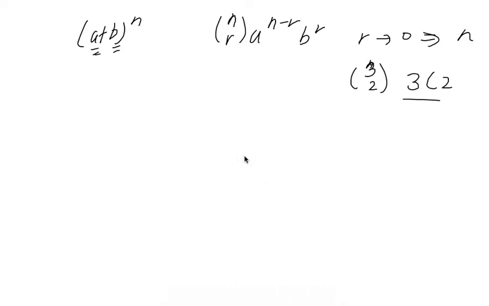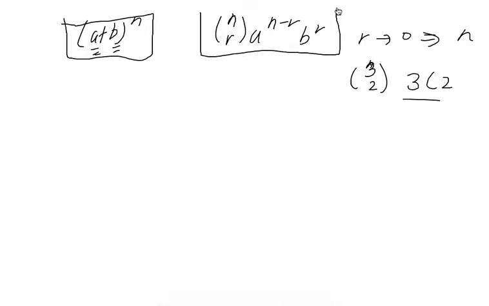So this video is going to be an introduction to the binomial theorem. The binomial theorem is used to expand expressions in the form of (a + b)^n, and this is the standard form of the binomial theorem. We have n choose r times a^(n-r) times b^r, and r is going to start from 0 and then go to n.